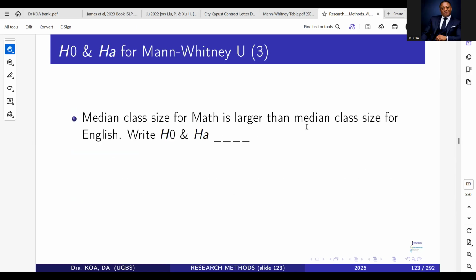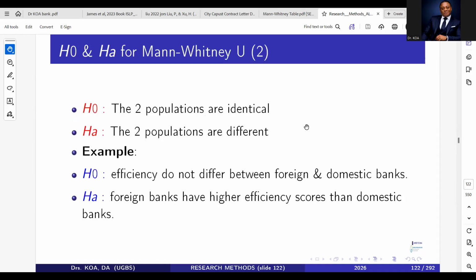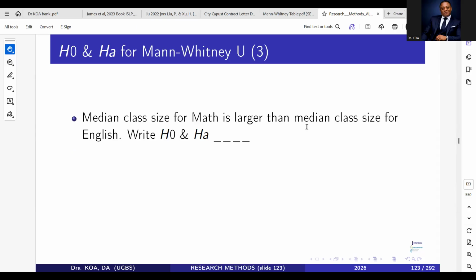Nobody got that part. Let's go to this one. If you were to write the null hypothesis and the alternative hypothesis for this sentence, mathematically, using the symbol M1, M2, and then indicating which is the null and alternative, how would you have written it? The median class size for maths is larger than the median class size for English. What are you going to write as the null and the alternative hypothesis? Yes, you can tell us. What is a null and what is alternative?